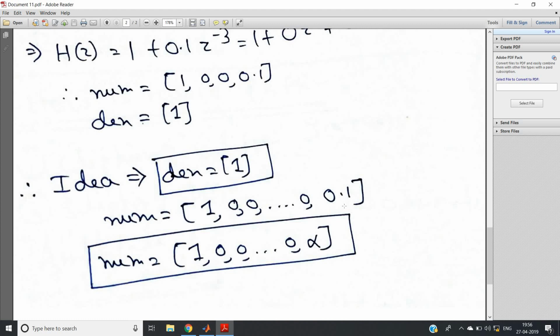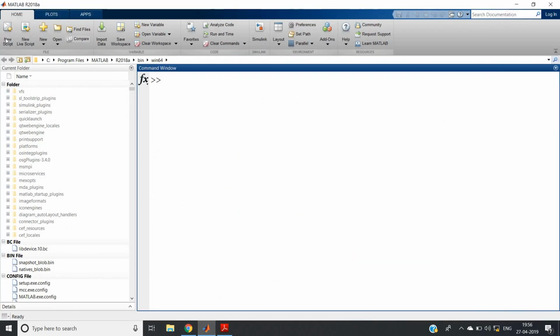If you take 0.1, it will be very much less attenuated, so it is better to take higher values of alpha, like 0.9 or 0.8. Okay, so with this basic concept, let us go to Matlab and try to write one code.